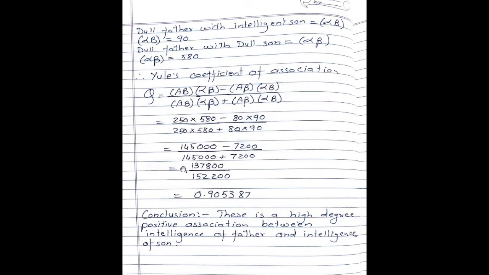So the final answer becomes 1,37,800 divided by 1,52,200. So if you perform the calculations, we are getting the answer as Yule's coefficient of association, the value is 0.915387. So we can conclude that there is a high degree positive association between intelligence of father and intelligence of son.